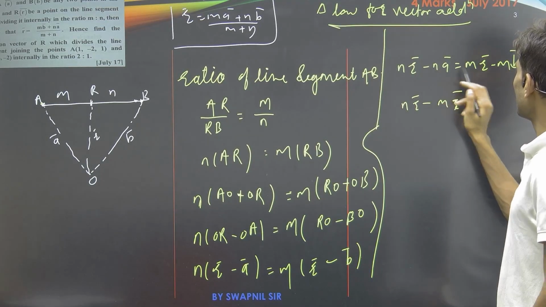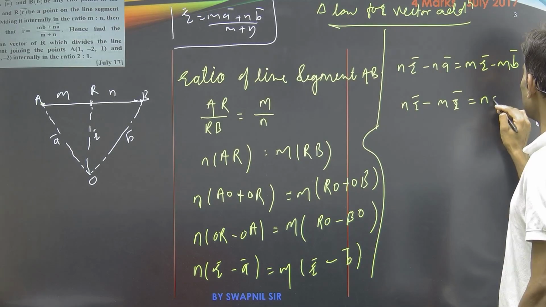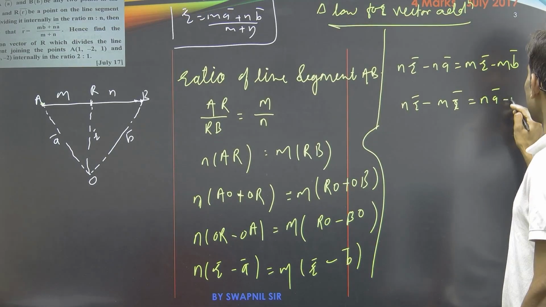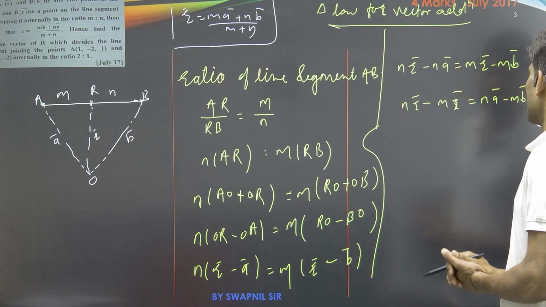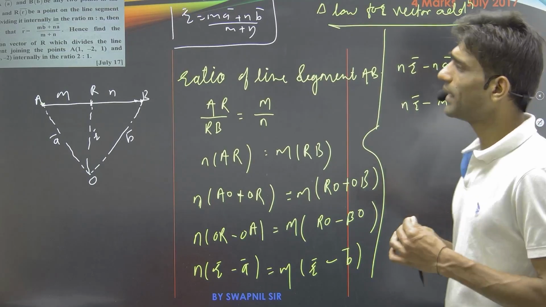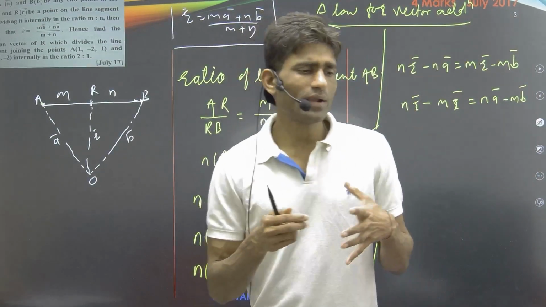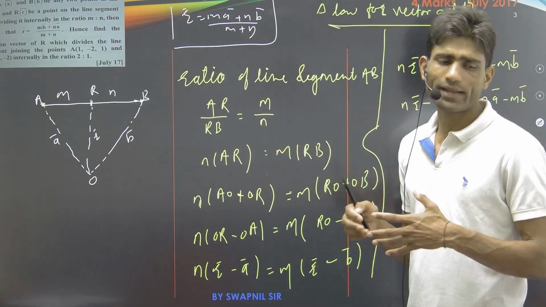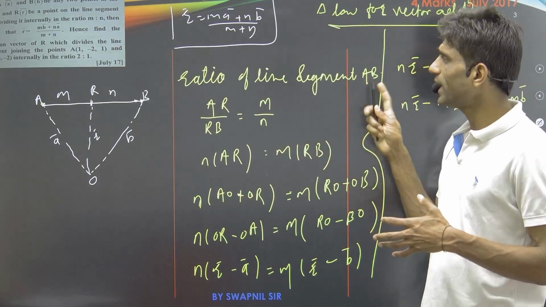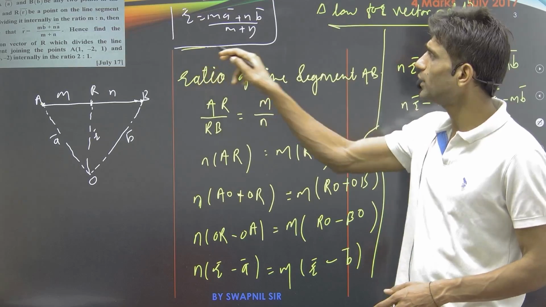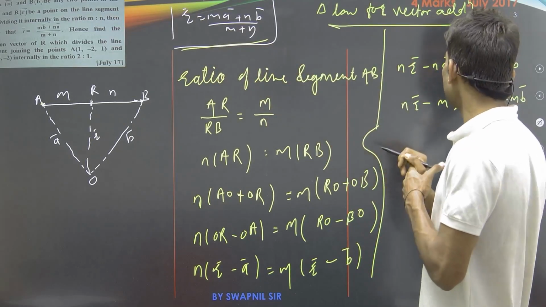Okay, and negative n into a bar goes to positive n into a bar. Minus m into b bar here. What we do here is take r bar and n bar common from there, and in our next step we go for finding their values. At the end you will get the value for r equal to (m a bar plus n b bar) upon (m plus n).